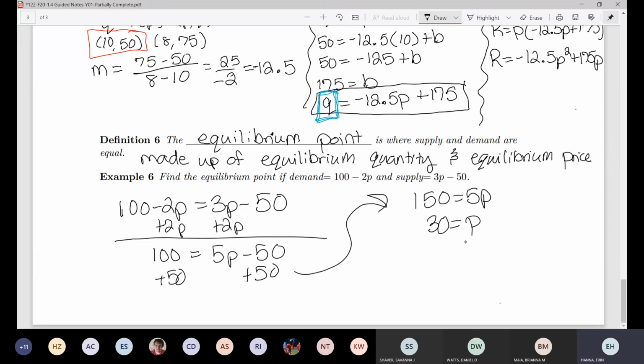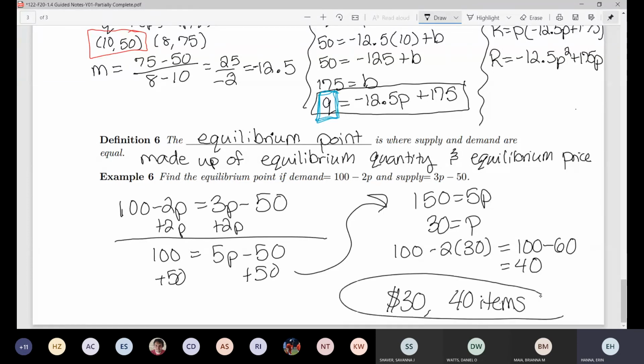But again, this is just one part of it. This is the price now. Since these two things are equal at that point, the next thing is you just pick whichever one makes you happier and plug that p-value in. Since they're equal, it shouldn't matter which one you plug it into. That's kind of the point. So I like the demand one better. So I'm going to say 100 minus 2 times 30. So 100 minus 60 is 40. So I could say $30, 40 items would be my equilibrium point. Savvy?